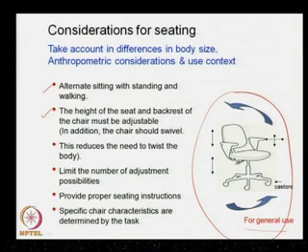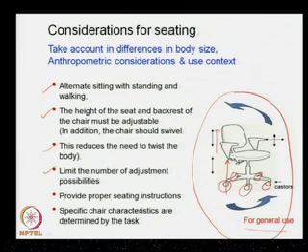The height of the seat and the backrest of the chair must be adjustable. In addition, the chair should swivel. This reduces the need to twist the body, and limit the number of adjustment possibilities.